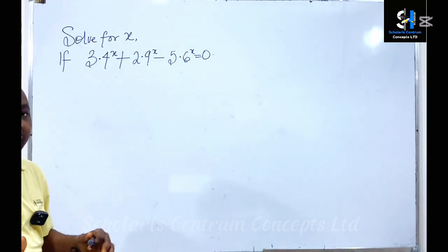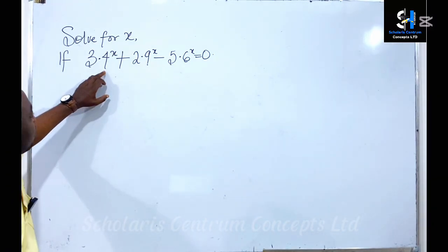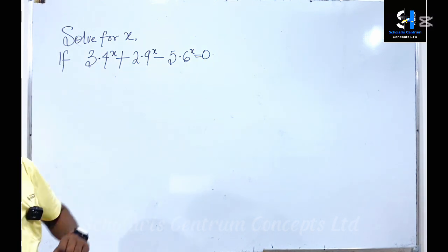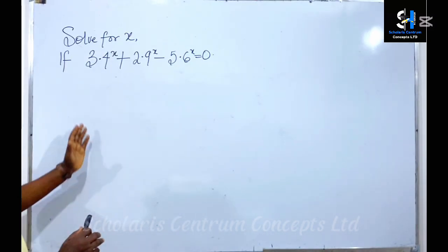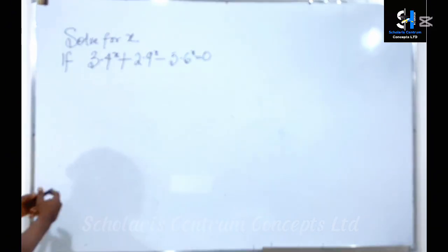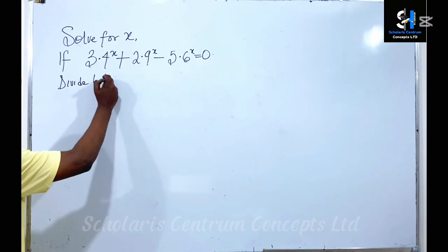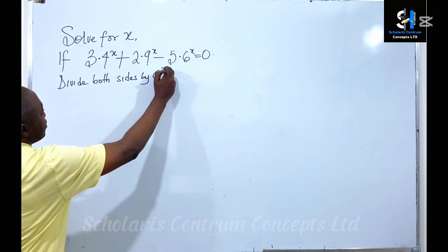Now, to be able to find the value of x, we can divide this equation by any one of 4 exponent x, 9 exponent x, and 6 exponent x. We can use any of those. Let's say I want to divide the equation by 6 raised to the power of x. So I'll divide both sides by 6 raised to the power of x.